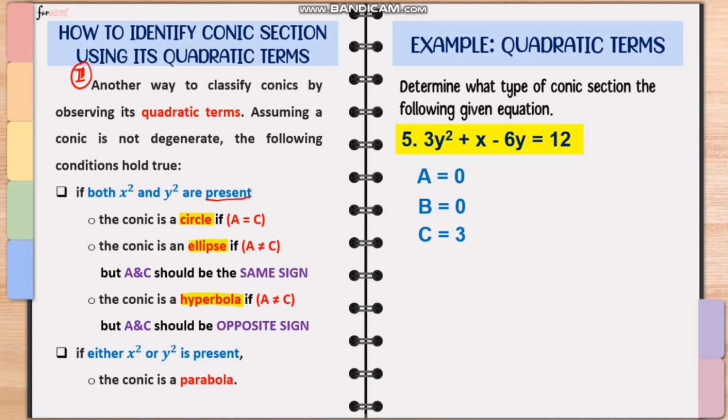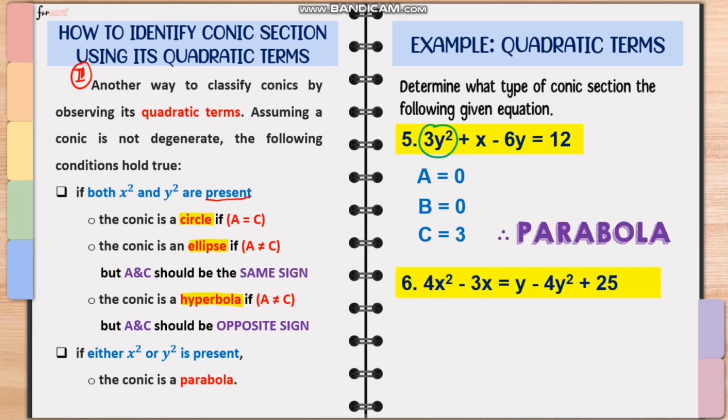Okay, since by looking at the equation, ang present lang po dito ay isang quadratic term. So, wala ka na pong ibang option or choices dyan, kundi yan ay parabola. Okay? Kasi isa lang po yung present na quadratic term. Okay? Next example.